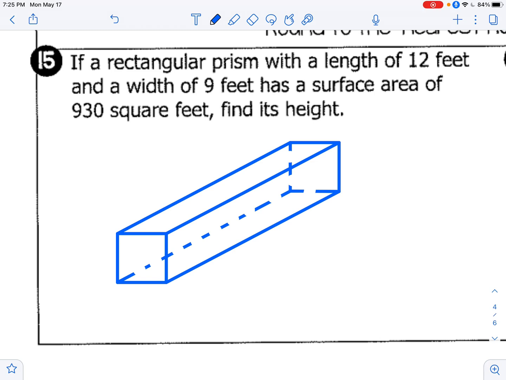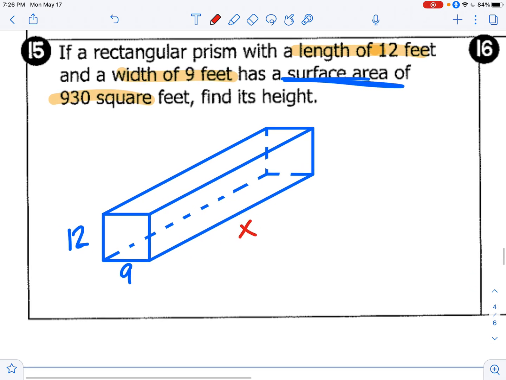Here we're given a rectangular prism with a length of 12 and a width of 9. It has a surface area, that'll be important later, of 930 square feet. Find its height. So we're given length of 12, width of 9, and I need to find the height. I don't know what the height is. Just call that x.